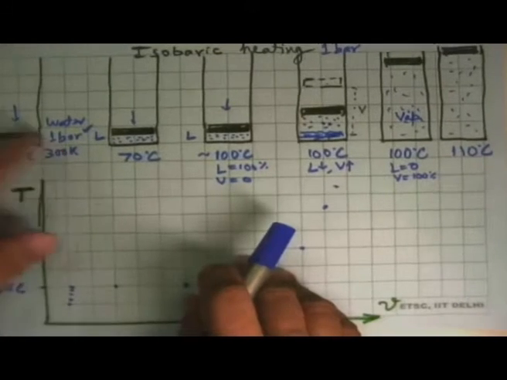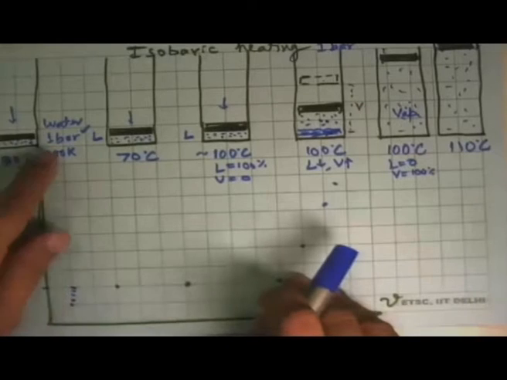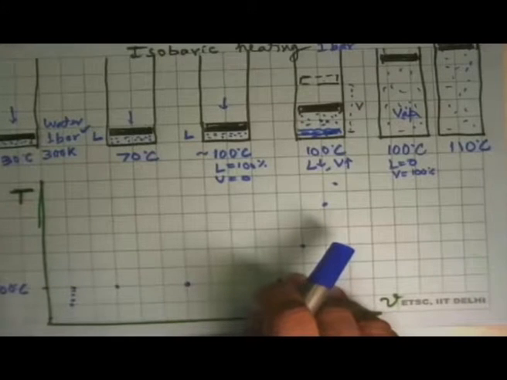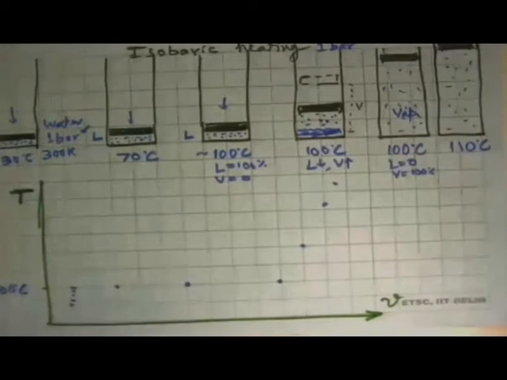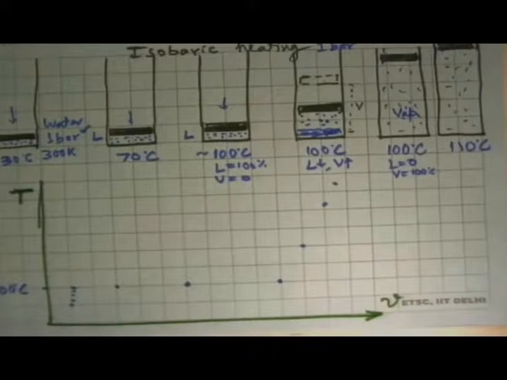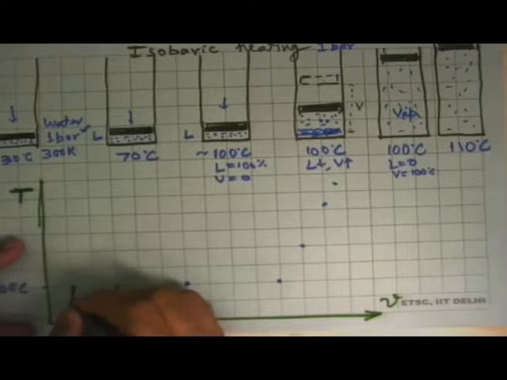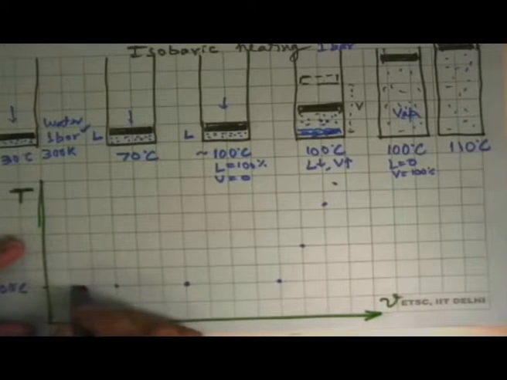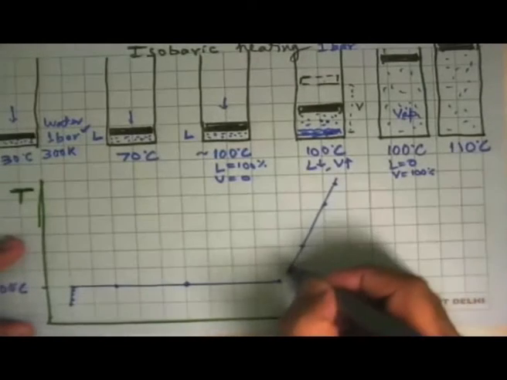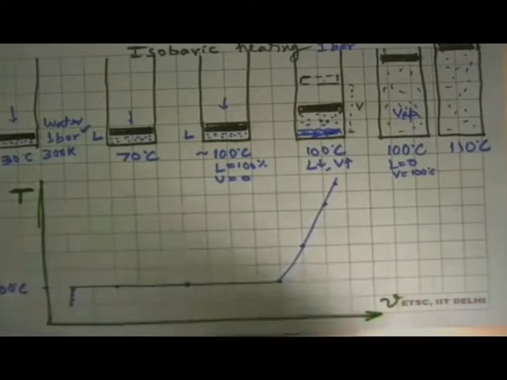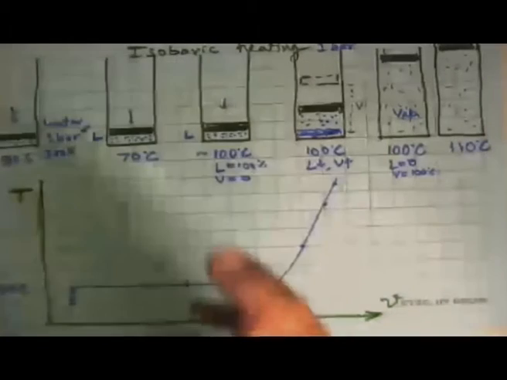Instead of 1 bar, if I do it at 0.1 bar, what will happen? Or if I do it at 10 bar, what will happen? And 100 bar, what will happen? We will see those two. So now that we got all these states here, what one can do is to join them by a line. So you get one line there, a horizontal line over there, and this line goes like that. And this tells us a lot of things about the behavior of the substance.